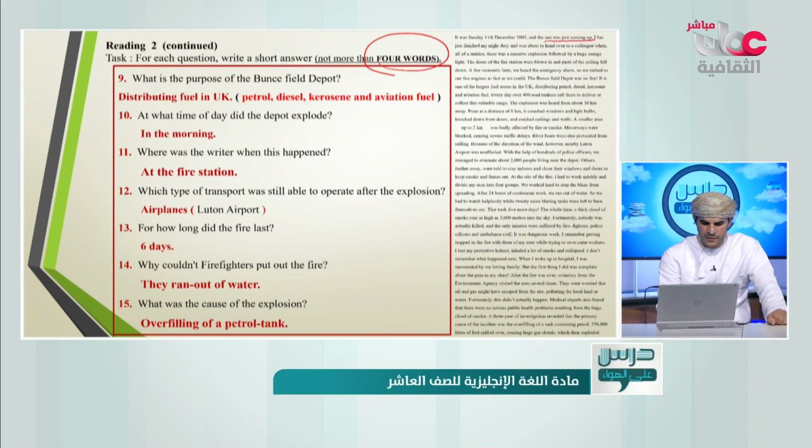Where was the writer when this happened? At the fire station. Which type of transport was still able to operate after the explosion? Airplanes, because when you see here, it's not affected. For how long did the fire last? Six days. Why couldn't firefighters put out the fire? Because they ran out of water. What was the cause of the explosion? Overfilling of a petrol tank.